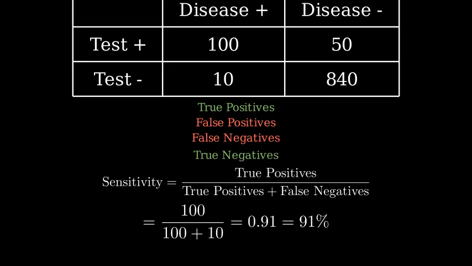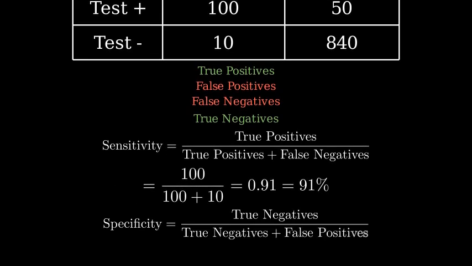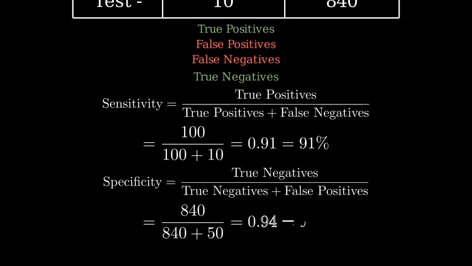Next is specificity. Specificity is the probability that a person without the disease will test negative. It's calculated as true negatives divided by all people without the disease. Here, that's 840 divided by 840 plus 50, which equals 0.94 or 94%. This means our test correctly identifies 94% of people who don't have the disease.